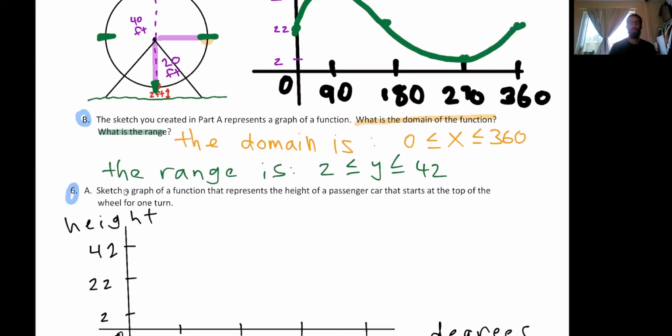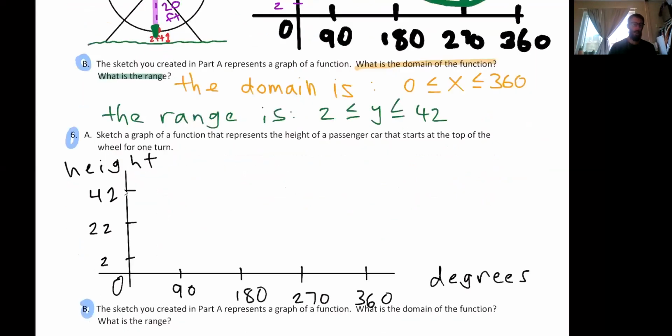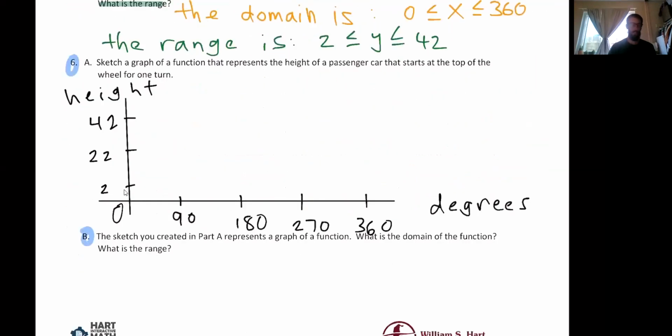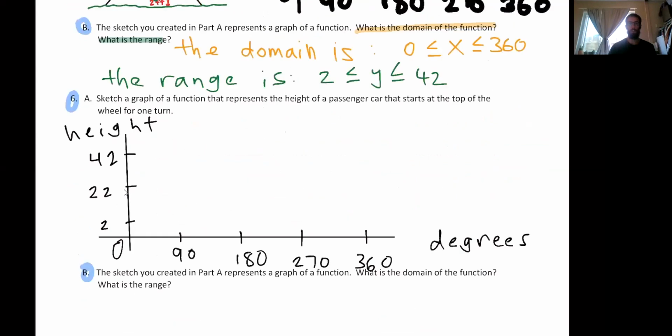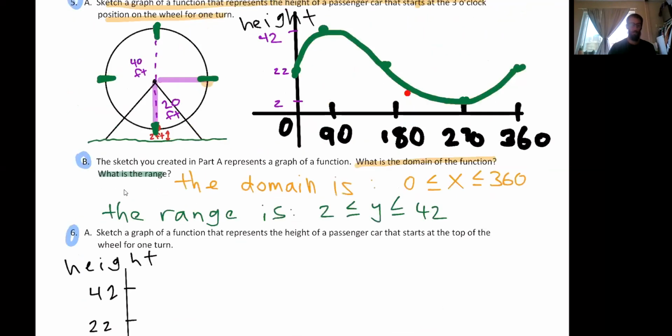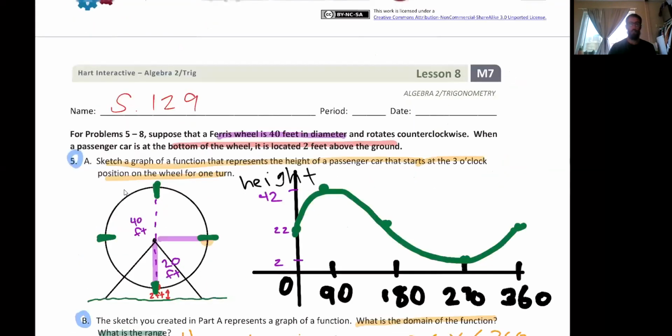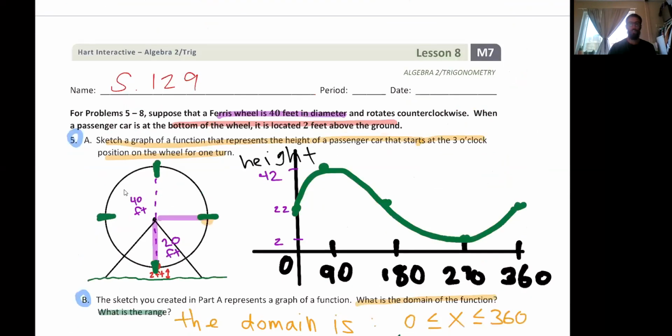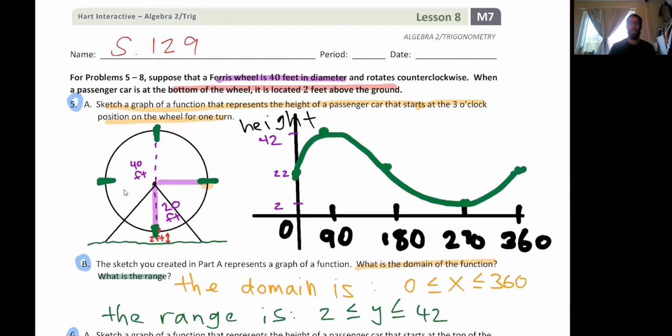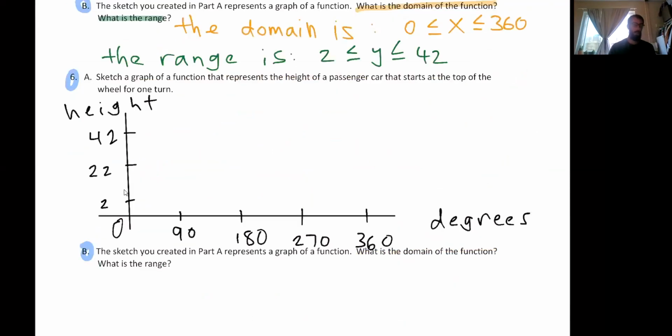And now all that we're going to do is reiterate this graph up ahead, as my screen awkwardly scrolls down really slowly. It's lagging. We're going to recreate this graph, this wave-like motion, this sinusoidal function, as we're getting introduced to it in this class. But now we're going to do so if you were to start at the top of the wheel for one turn.